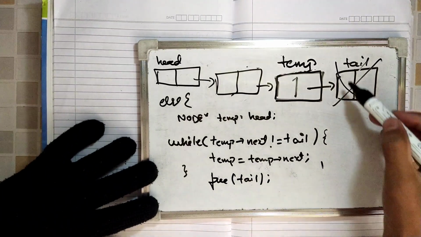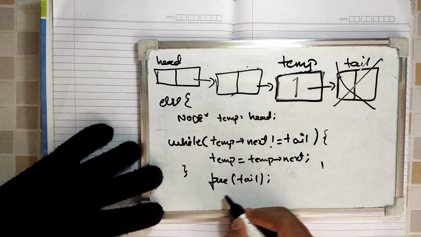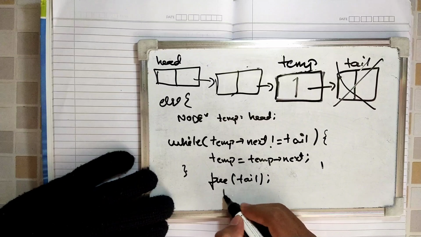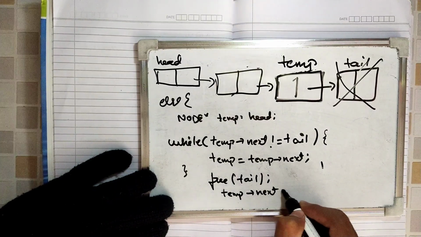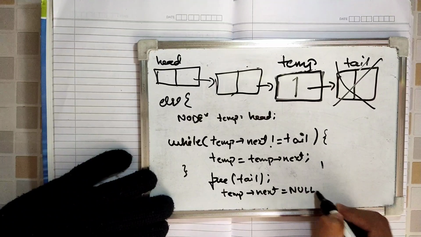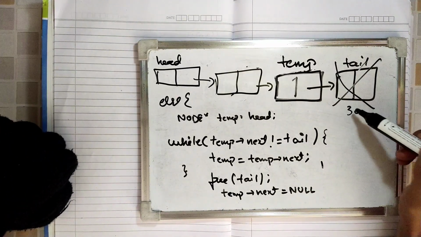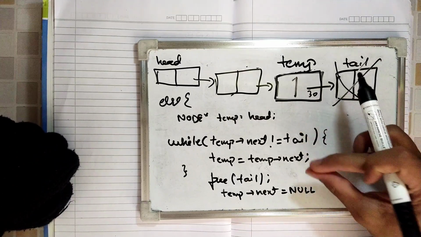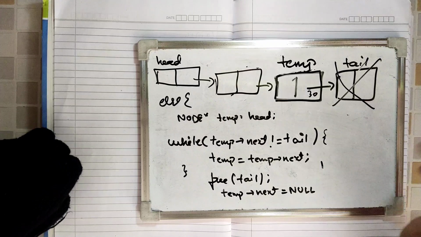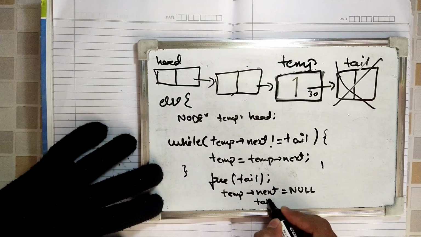Then what do I have to do? See, tail is deleted, but I want to declare my tail as this, right? So now free tail I did. Now I have to write temp of next equals null. Why? Because previously this had some address, suppose 30. So 30 was stored here. Now if I don't declare it as null, 30 will simply be there, a garbage value. So temp of next should be null. Then I will write tail equals temp.